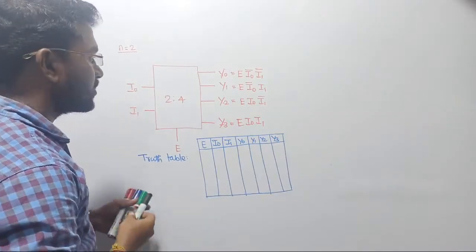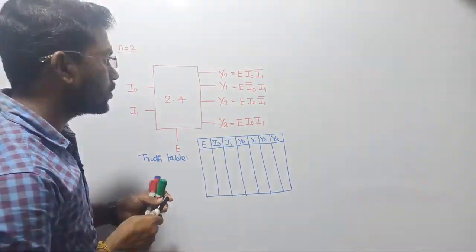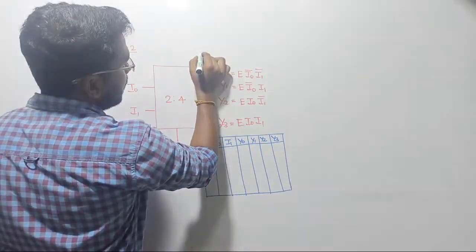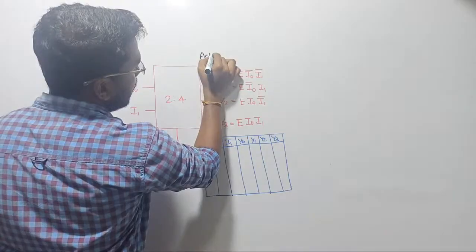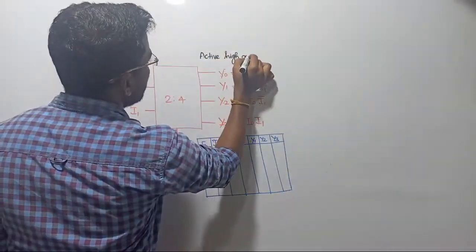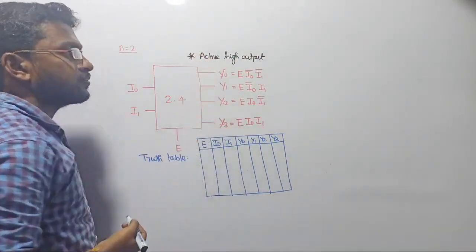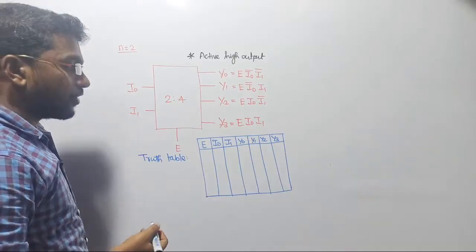See there, guys, just assume we are considering active high output. So the output that I am always considering here is called active high output. Later you will understand what I am trying to conclude regarding this statement. So I am considering active high output.